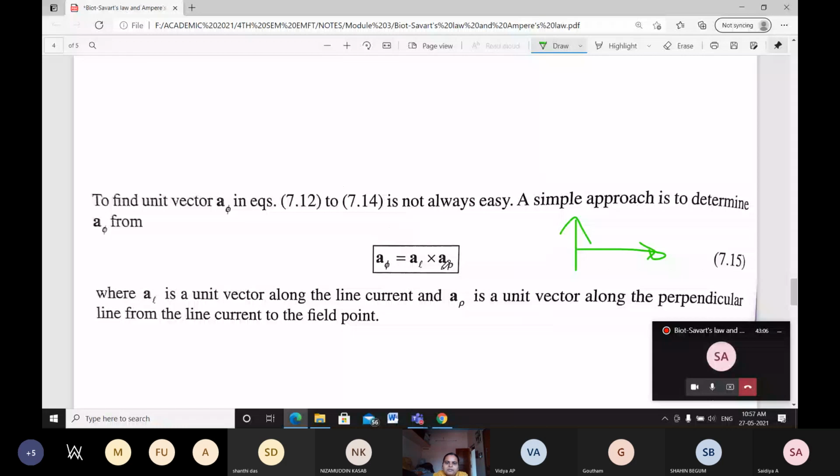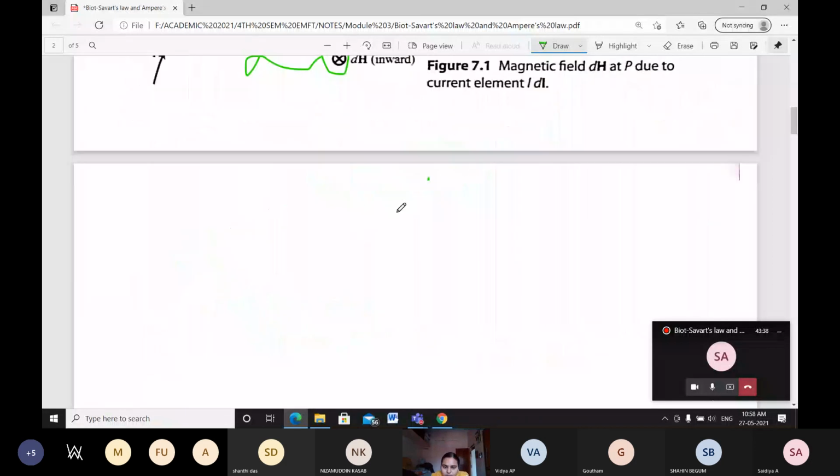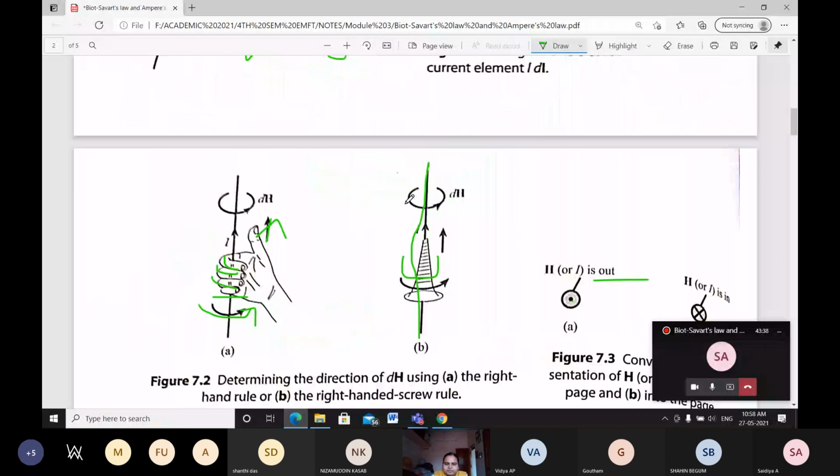What it is defining for us is that our magnetic field intensity is directly proportional to the current and the differential element, that is dl into sine alpha, divided by the square of the distance between the point and where the element is placed, that is r squared. This is our statement of Biot-Savart's law and a small derivation. It's a simple derivation, just remember this one more point, and that will be enough.